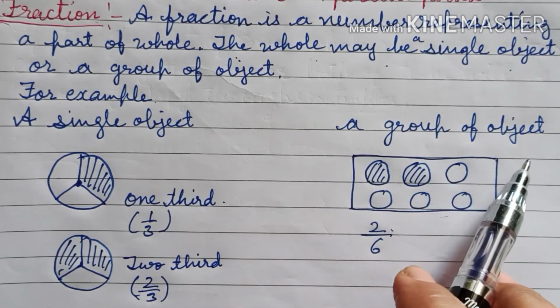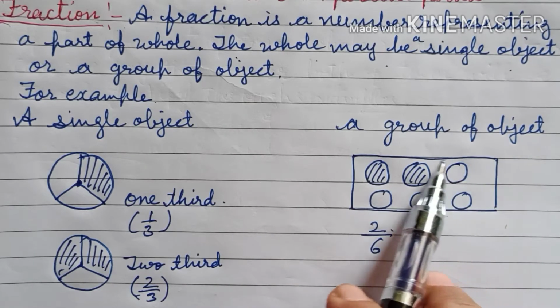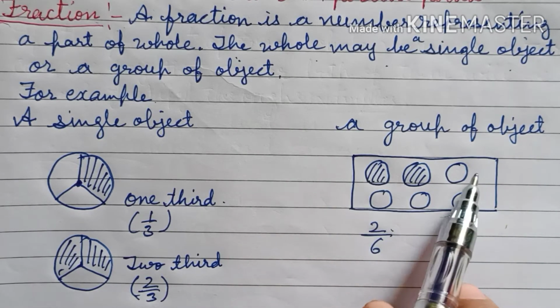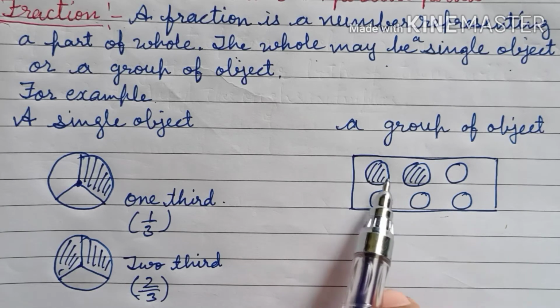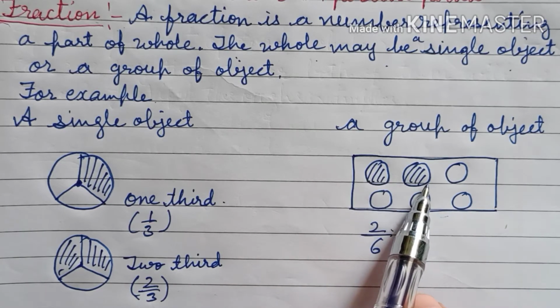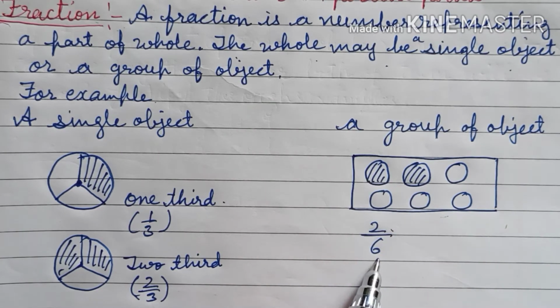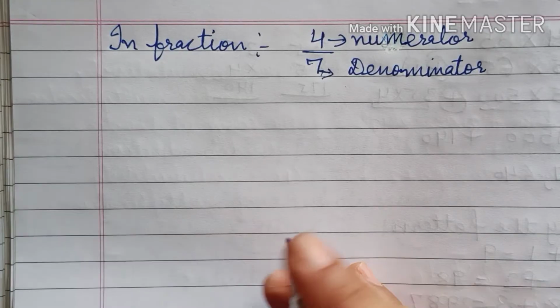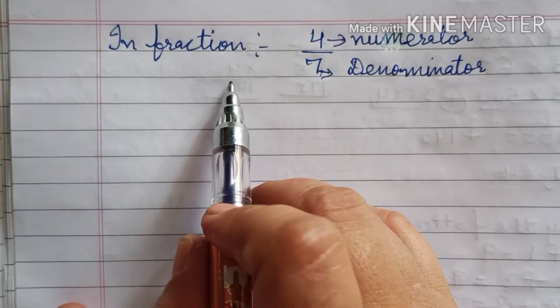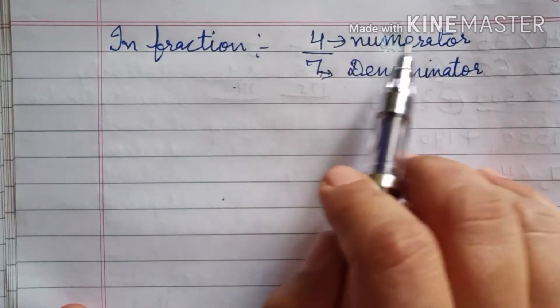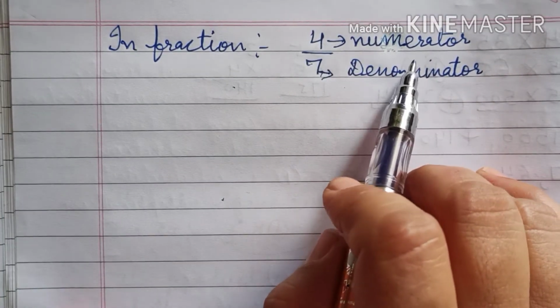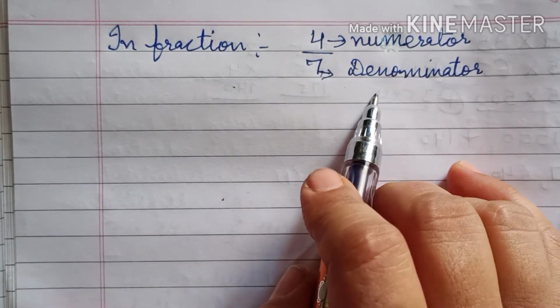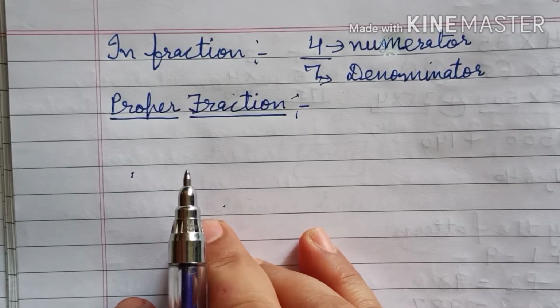A group of objects. Example of a group of objects: we have 6 circles and we have shaded 2 here, so we will write 2/6. In a fraction, the upper digit is called the numerator and the lower digit is called the denominator.